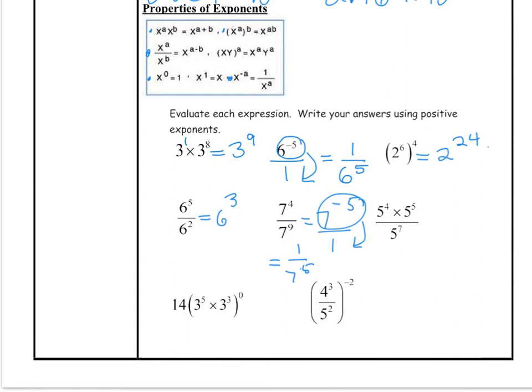Next one, I'm going to simplify the top first. So on the top, I add my exponents, so I get 5 to the 9th, and I still have 5 to the 7th on the bottom. Well, I have the same base in division, so I'm going to subtract. 9 minus 7 gives me 5 to the 2nd.